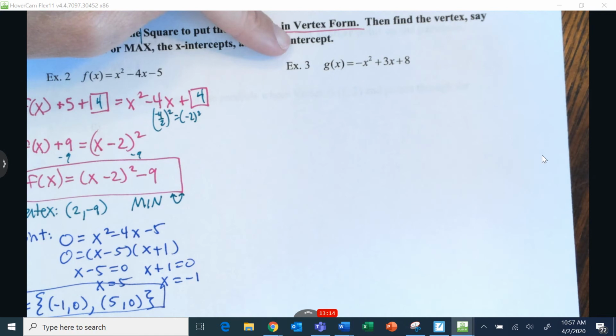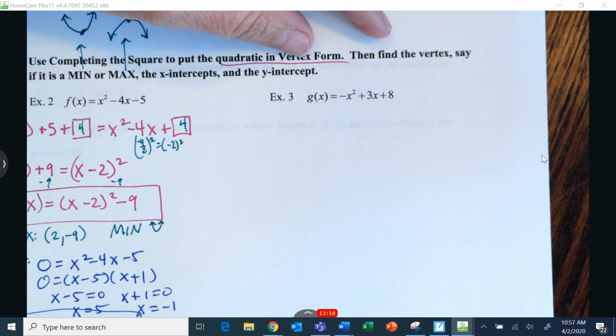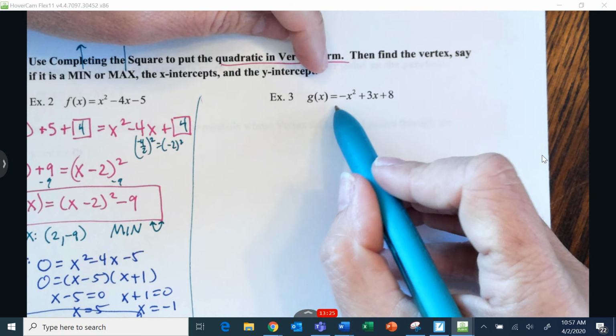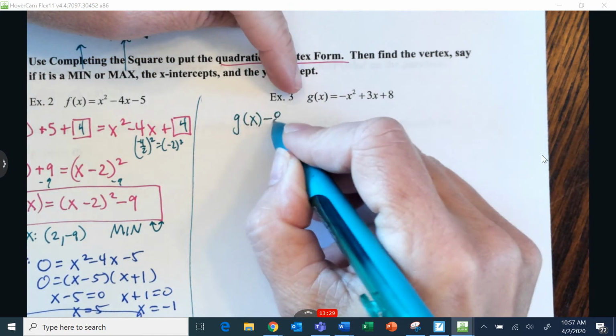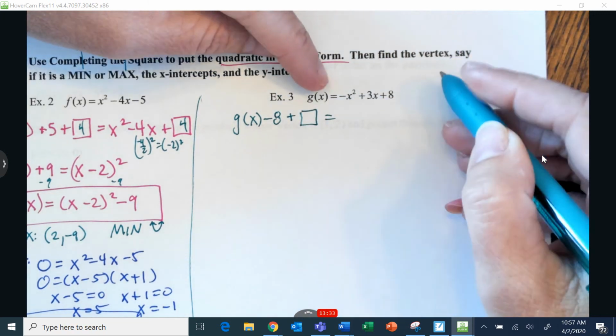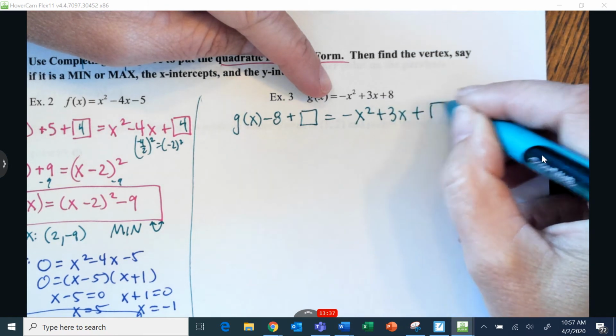All right, example 3. All right, let's see. I'm going to move over that 8: g of x minus 8 plus a square equals, and then we have negative x squared plus 3x plus a square.